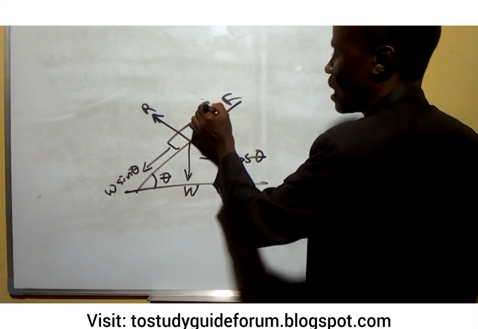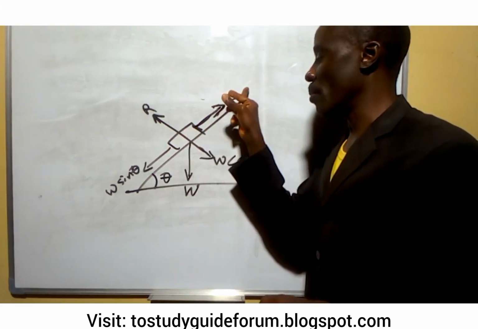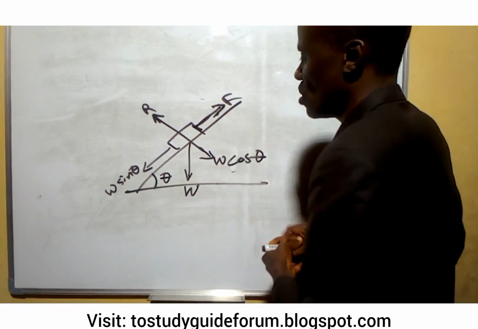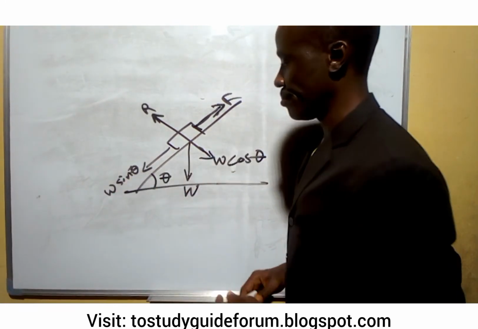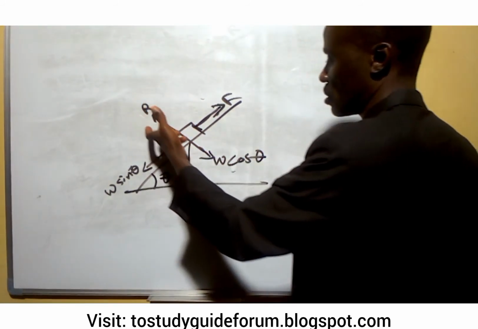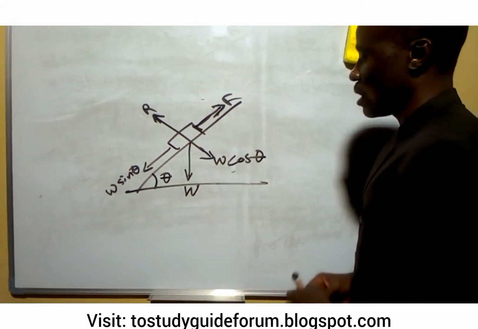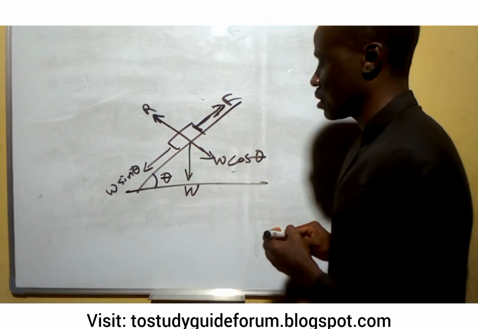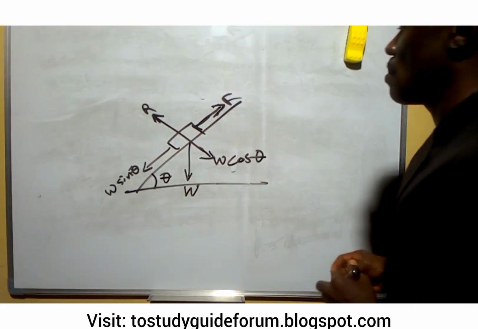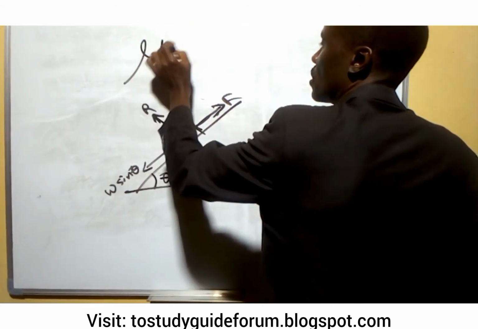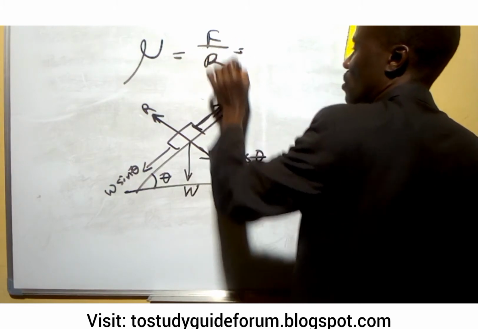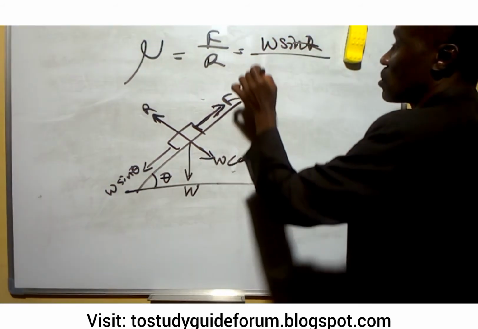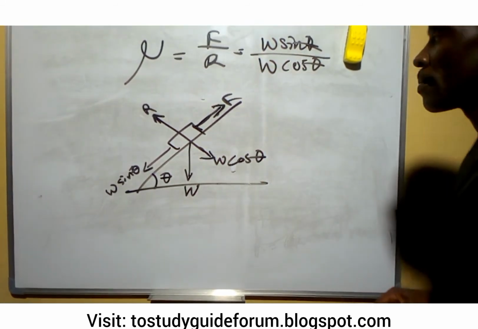That means we have the friction, which is opposing the motion going down, and this force opposing the motion is the component of the weight, which is the weight sine theta. Then the normal reaction, which is acting perpendicular to the plane, we find to be equal to weight cos theta. Since the coefficient is force over normal reaction, we can substitute: force is weight sine theta over weight cos theta.